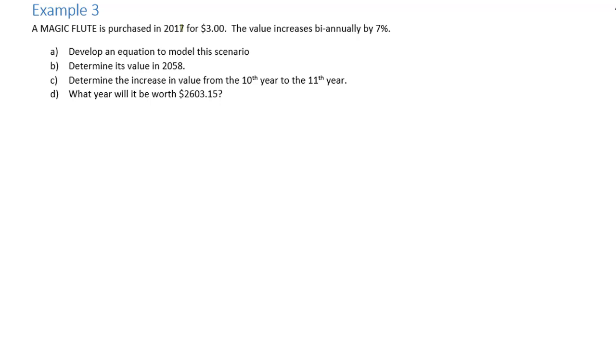So a flute's purchased in 2017 for $3. Now, here's where we've got to be careful. The value increases biannually by 7%. This is one of those things that drives me nuts. I have to look it up every single time because biannual seems like it should be every 2 years, but it actually means 2 times per year, which drives me nuts because there's not a lot of consistency sometimes in the English language. All right, so 2 times per year. So twice per year it goes up by 7%.